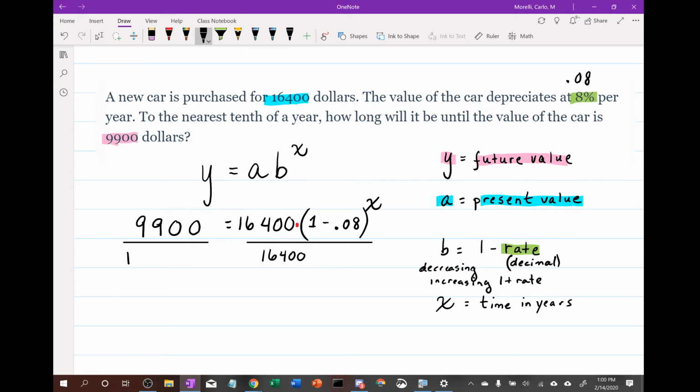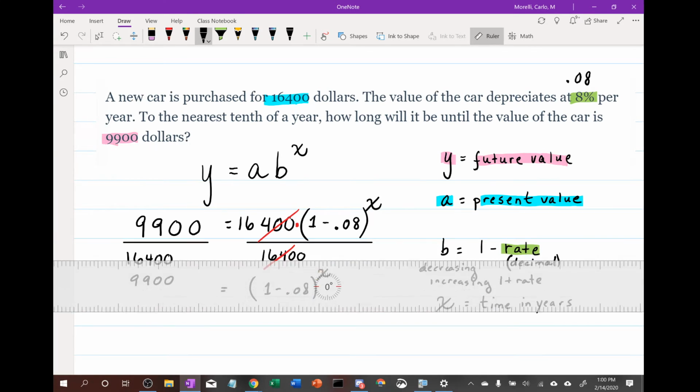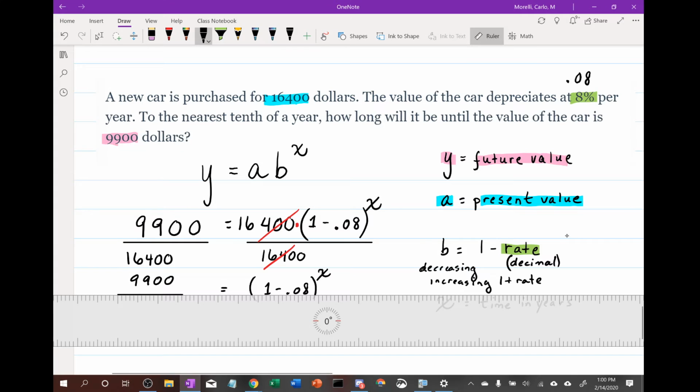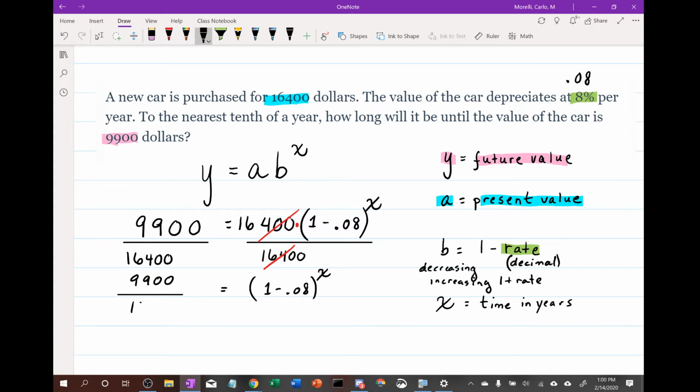And we're not actually going to do this. Remember, we're just going to set it up and let the calculator do all of our work. Cancel, cancel. I'm not even going to subtract 0.08 from 1. We're just going to leave it. So now I have open parentheses 1 minus 0.08 raised to the x power, and that's equal to 9900 over 16,400, which I'm not going to actually do.